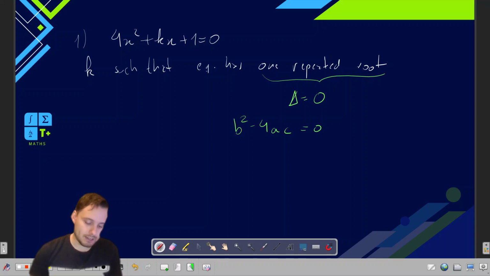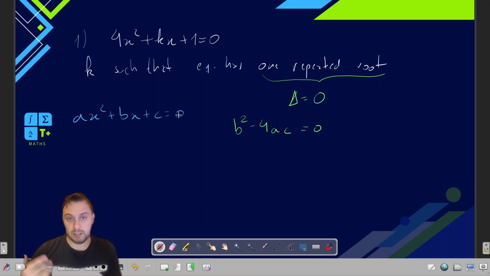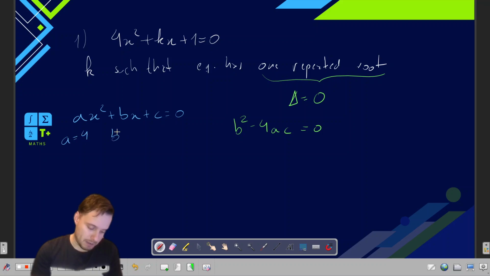But who are A, B, and C? A, B, and C are, if we recall, the constants that are in each term, the coefficients. So in this case, we can see that my A is going to be 4, my B is going to be k, and my C is going to be 1. So I need to plug that here and solve.